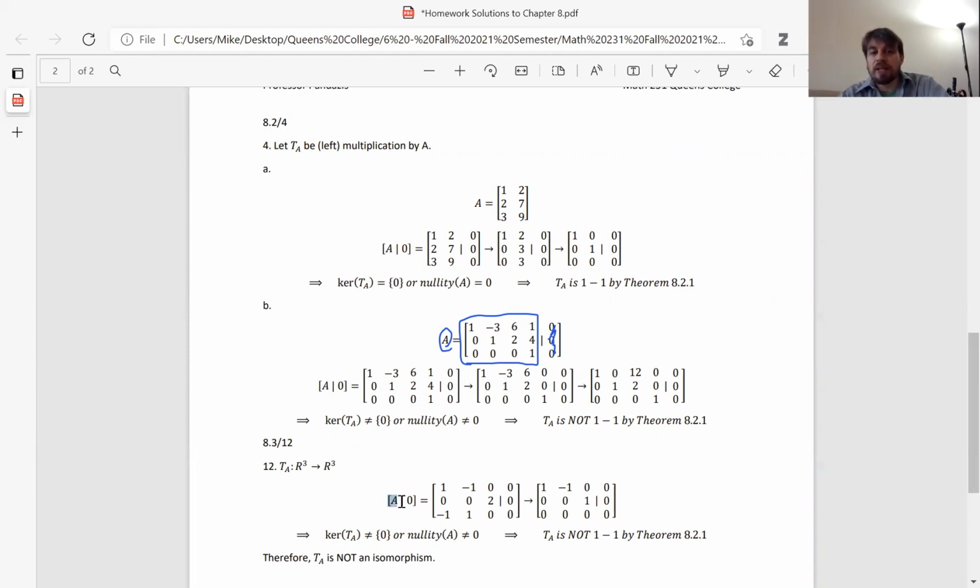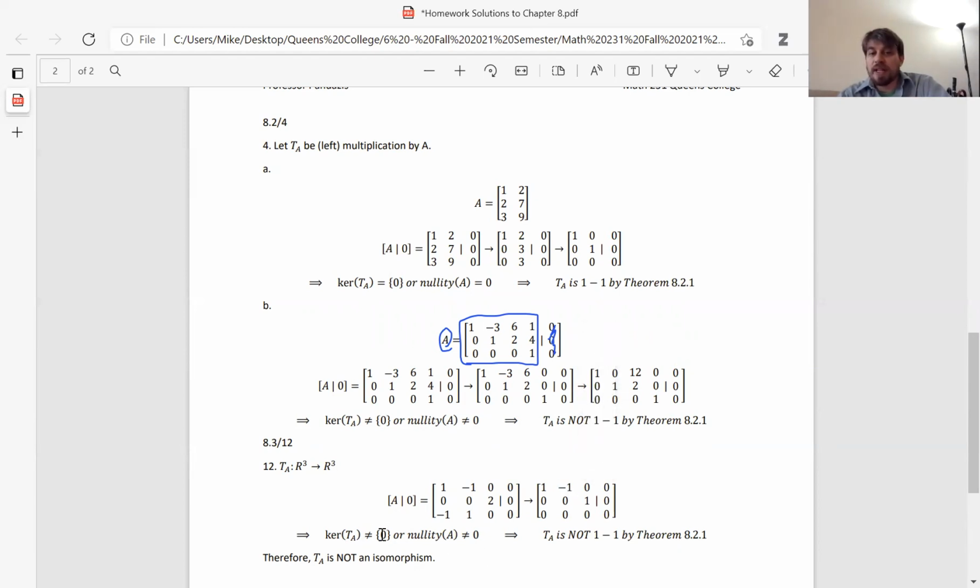From the beginning, we have A partitioned with 0, and we get it to reduced echelon form. Here we see that we have 2 columns with leading ones in them, but 1 column that doesn't have a leading one in it. That means we have a free variable. And so the solution set to AX equals 0 is not the 0 set. The kernel of T sub A is not equal to the 0 set, or the nullity of A is not equal to 0. The dimension of the null space is not 0. It's actually 1 because of this one free variable.